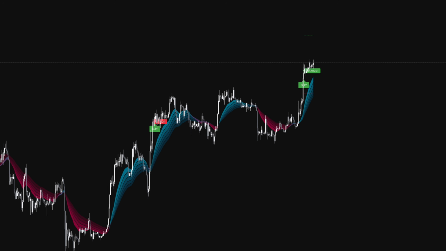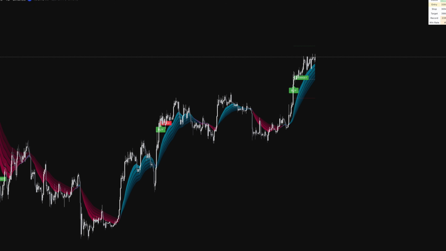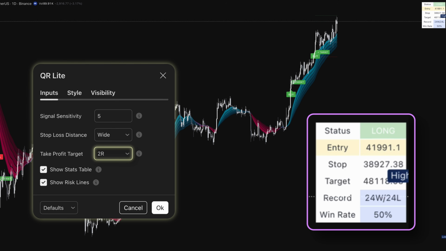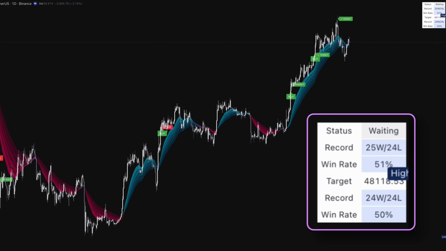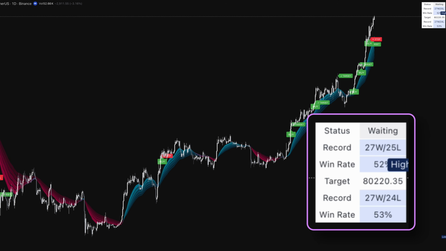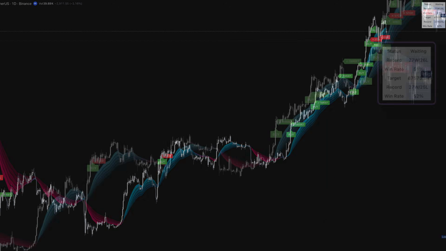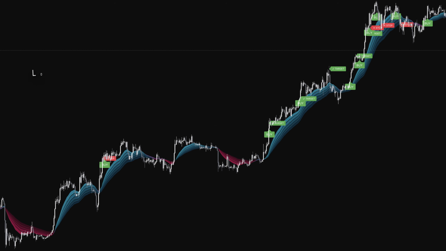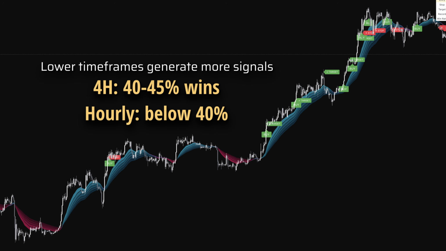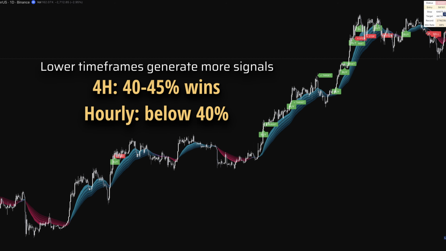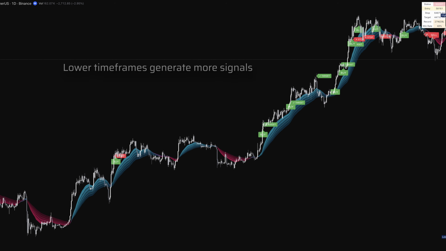Testing across daily timeframes on different markets, Bitcoin, futures, major stocks, showed win rates around 50% using 2-to-1 targets. That's solid for trend-following systems, producing positive expectancy with comfortable margin above break-even requirements. Lower timeframes generate more signals, but with reduced reliability, as expected. 4-hour charts might produce 40 to 45% win rates, while hourly or lower charts often drop below 40%.